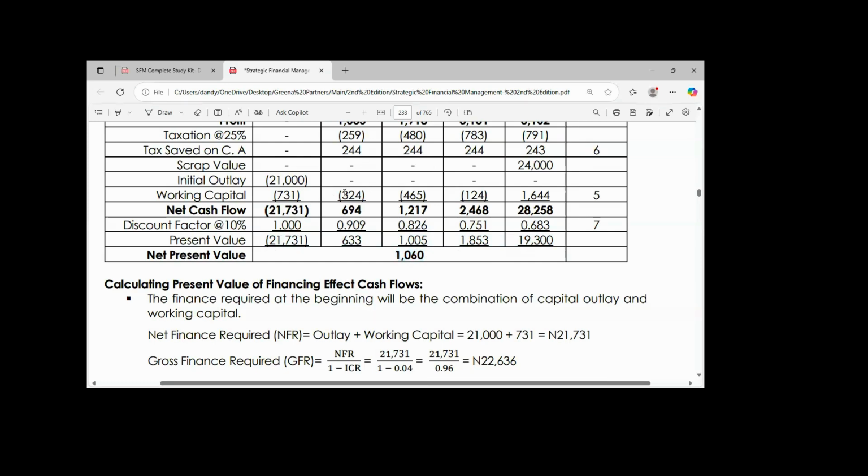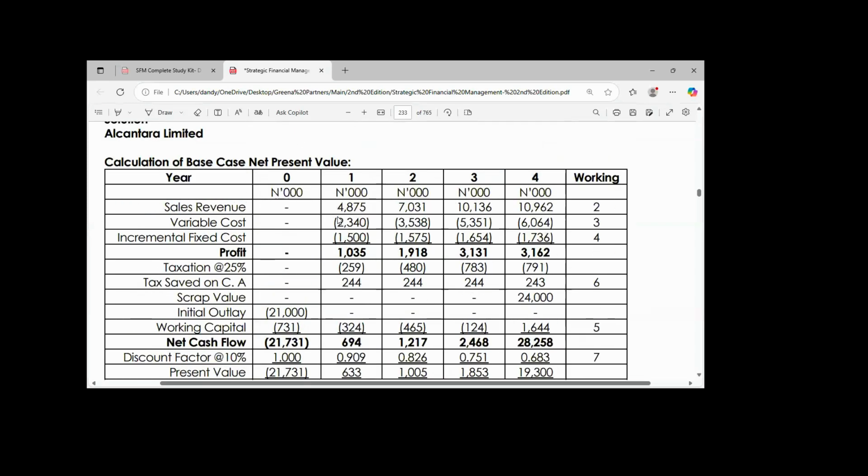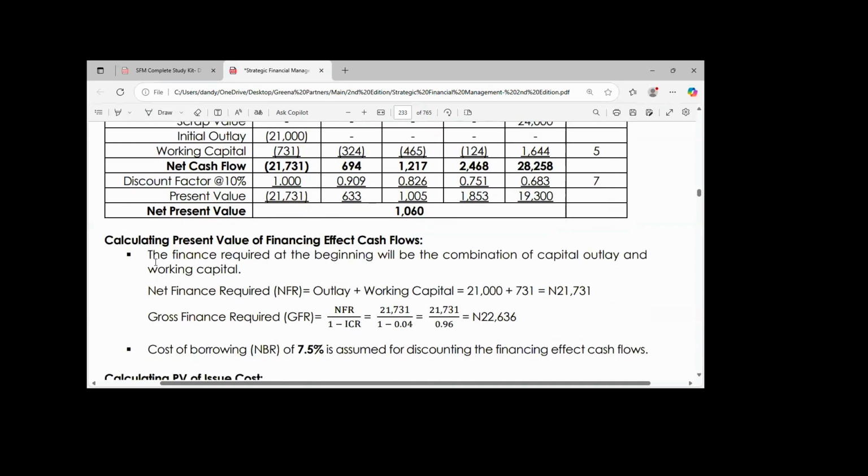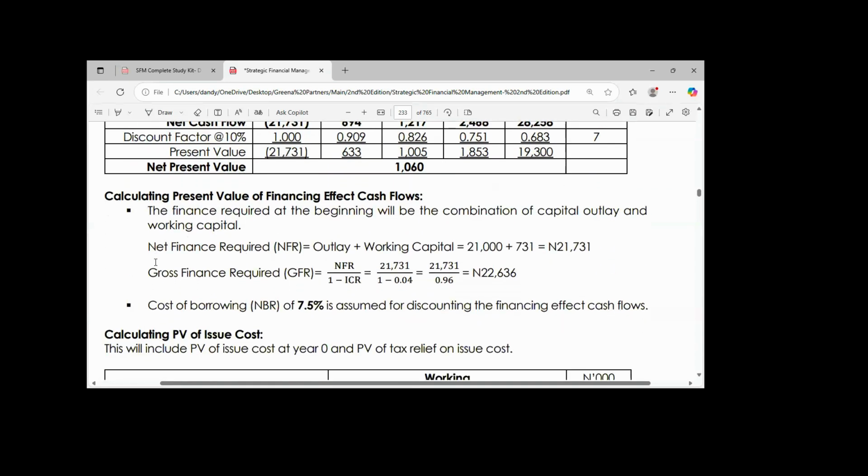That's how to calculate the base case. And you will notice that there's nothing changed in the way we normally calculate NPV and this base case NPV. The only difference is just that you are using cost of equity geared to discount the net cash flow. That's all. Now that we have the base case NPV, the next thing we want to do is to calculate the PV of financing effect cash flow. And I told you, whenever you want to calculate the present value of financing effect cash flow, you need to make some assumptions. The first thing you need to do is to decide whether you want to use cost of borrowing or the risk-free rate of return to discount the cash flow arising from financing.